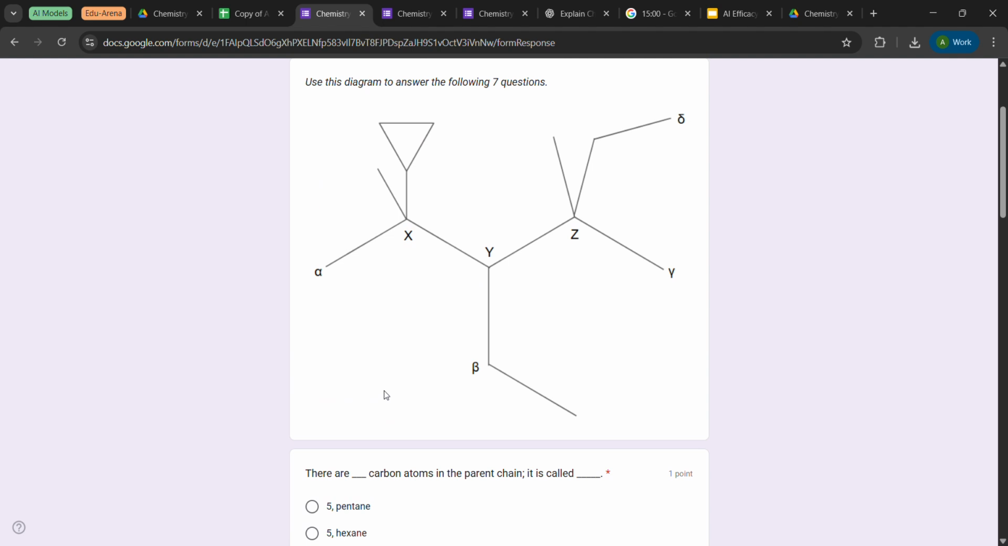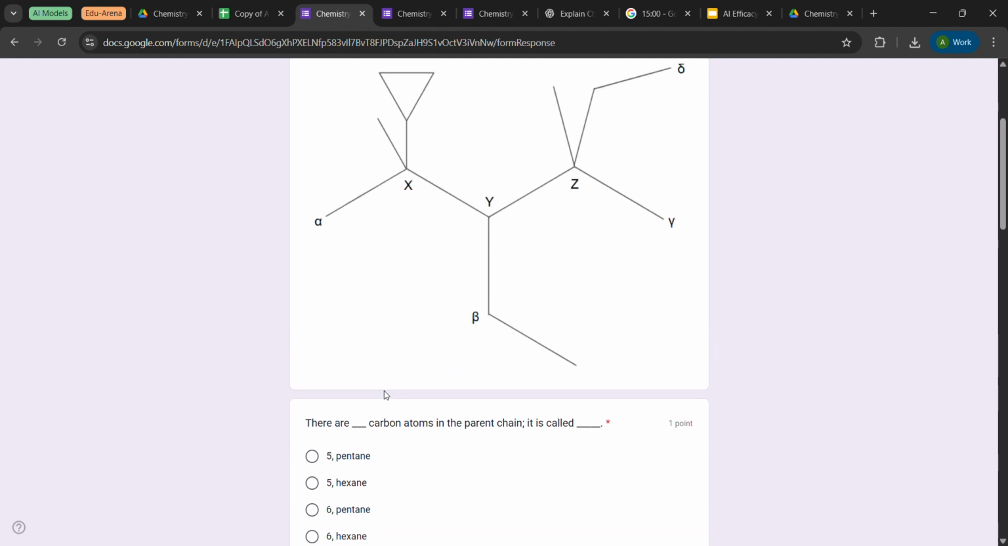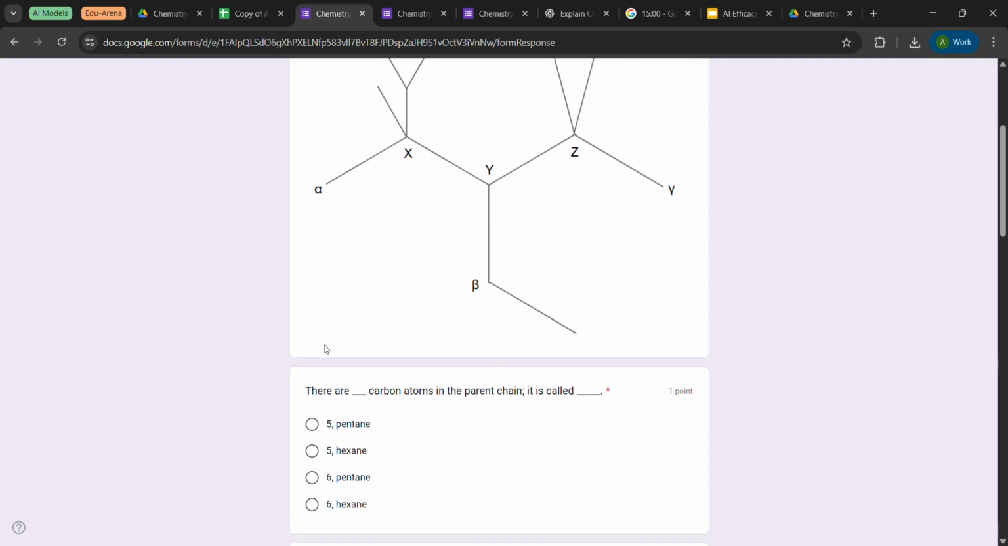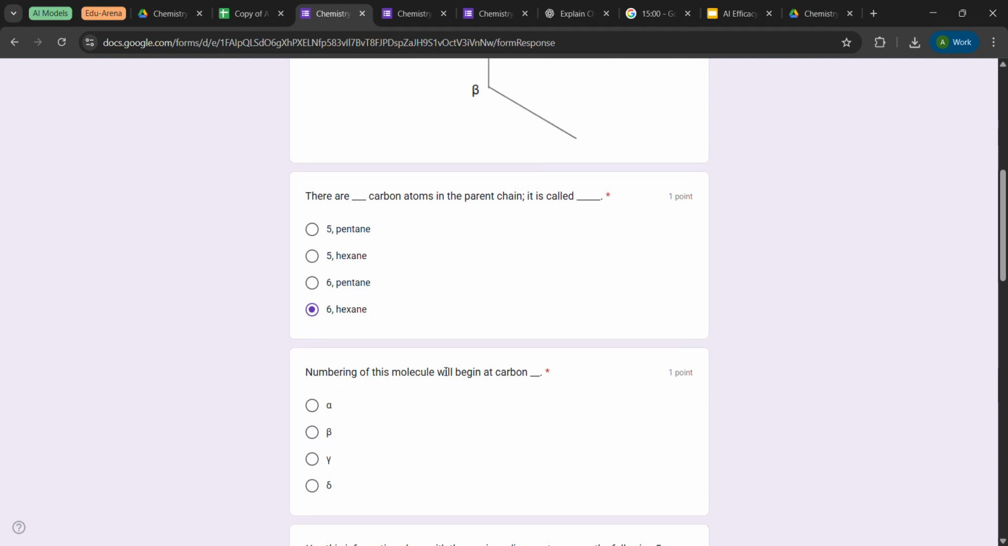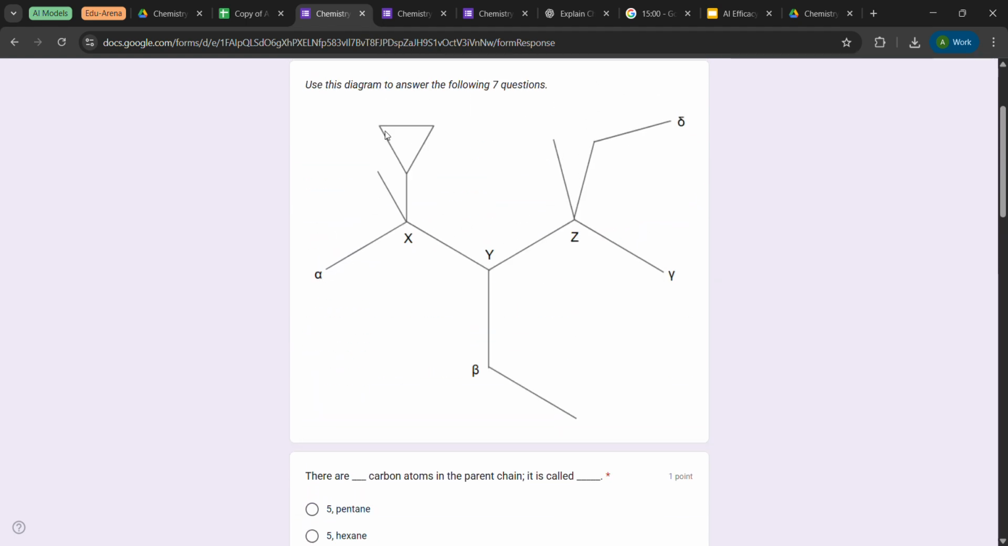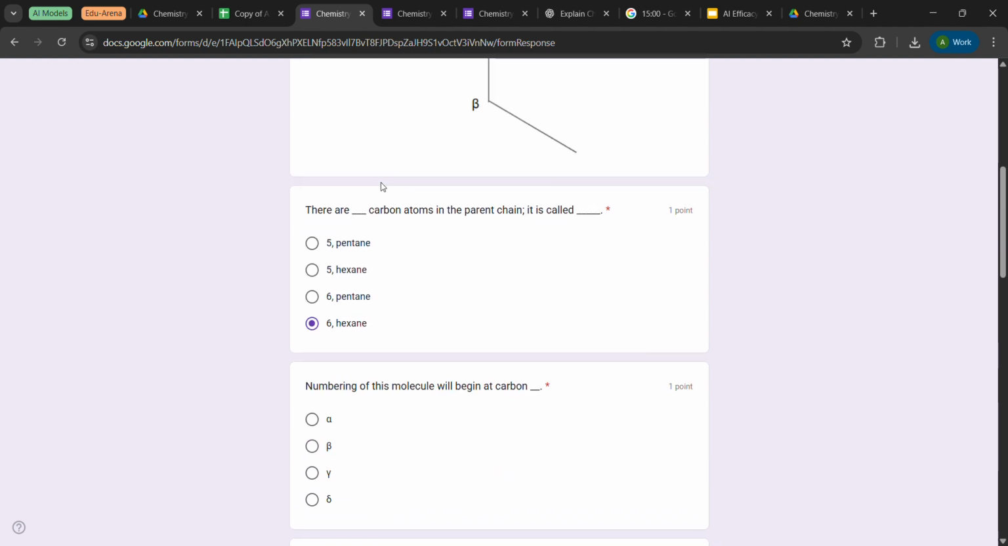Okay, so 1, 2, there are dash carbon atoms in the parent chain. It is called dash, 1 2 3 4 5 6. So I can say 6 if there are 6, so hexane. That is correct. Numbering will begin at, since there are two molecules connected over here, I'm guessing the numbering should begin with alpha.